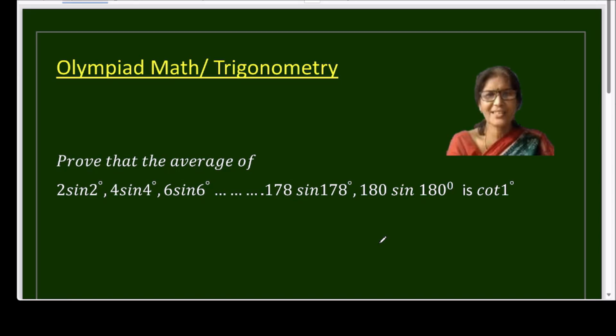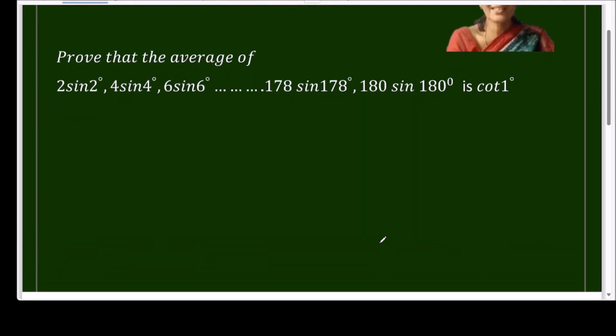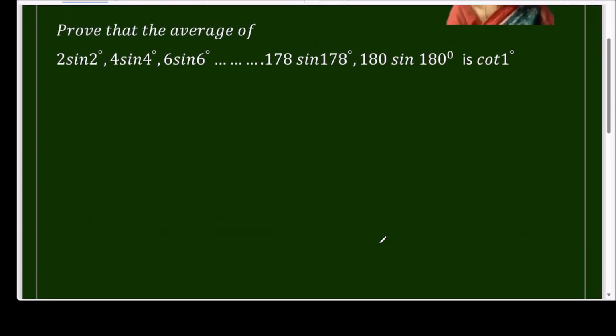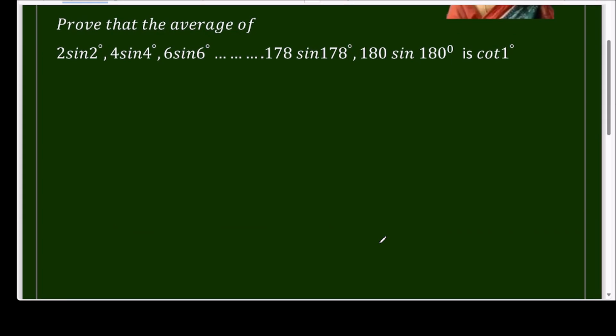Prove that the average of 2 sine 2 degree, 4 times sine 4 degree, 6 times sine 6 degree, up to 180 times sine 180 degree is equal to cot 1 degree. So this is a very interesting question. Immediately you must think that sine 180 is 0, but when we are calculating the average, the result is not 0. So let us proceed.